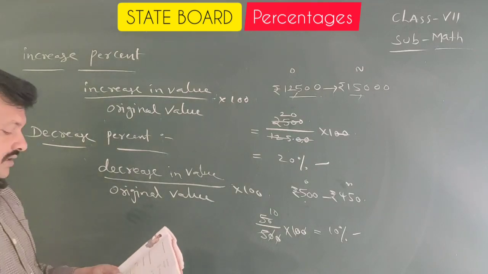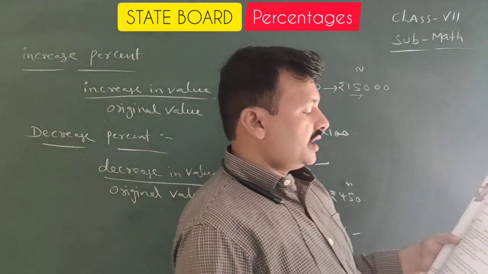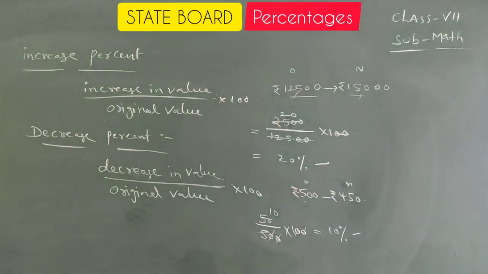Here the last year cost of an article was 5000, and this year it goes down to 4000. What is the percentage of decrease? Now only we discuss that.